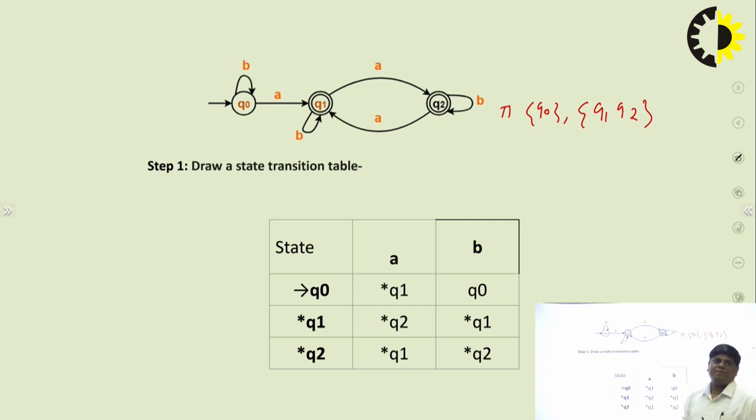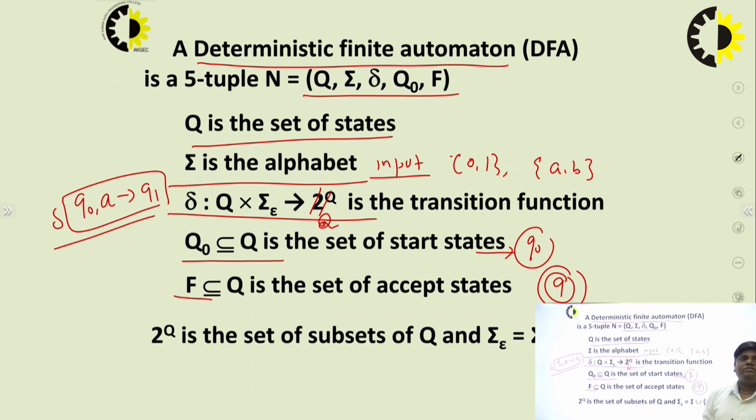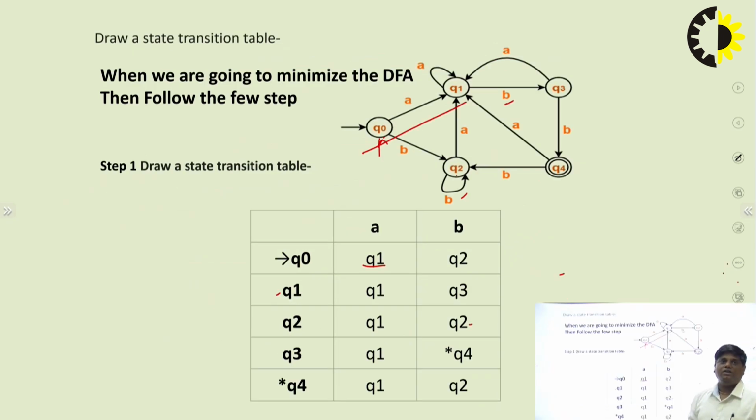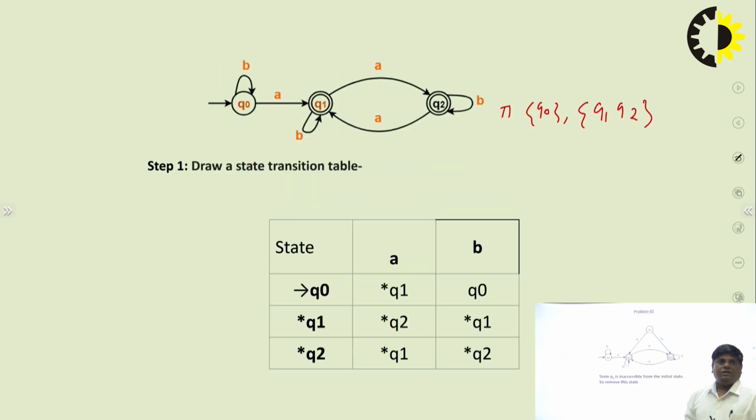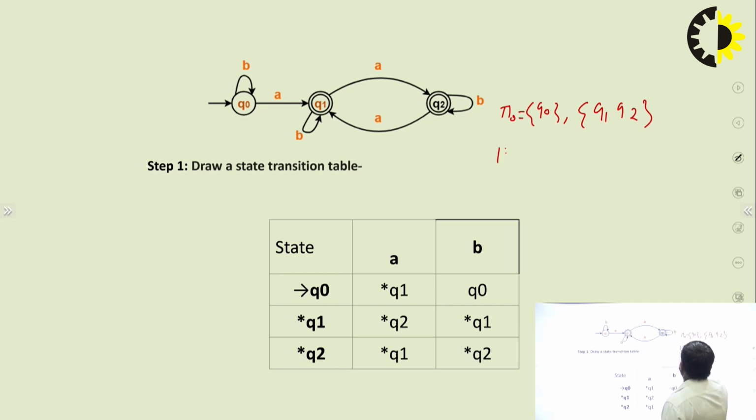We check whether these two states have the same transition function, then they lie in the same set. If these two states have a different transition function, then they lie in different sets. Now that is pi 0, and what is pi 1?